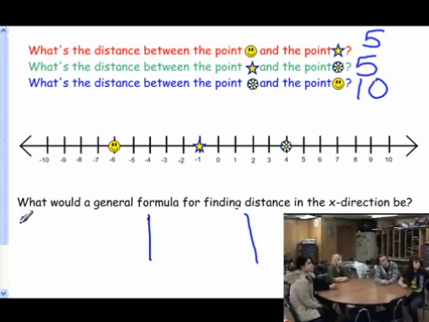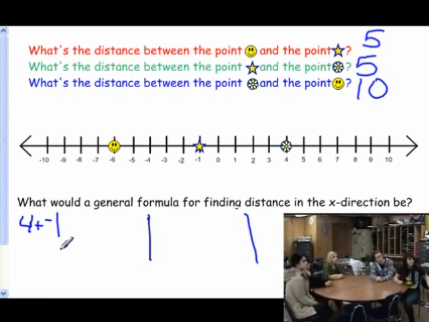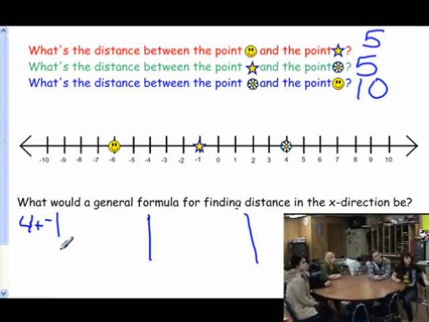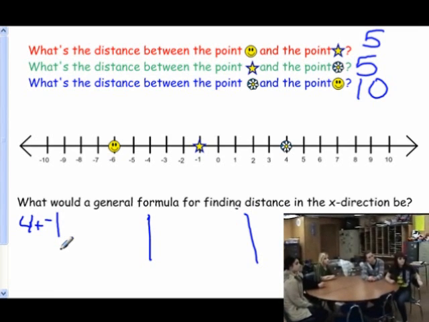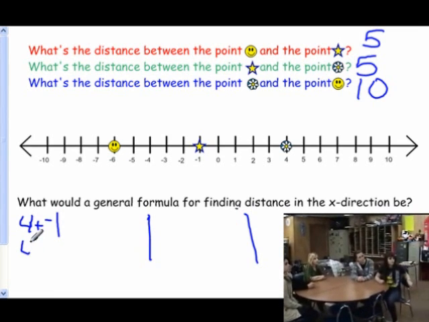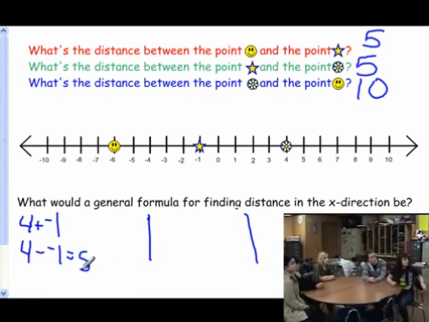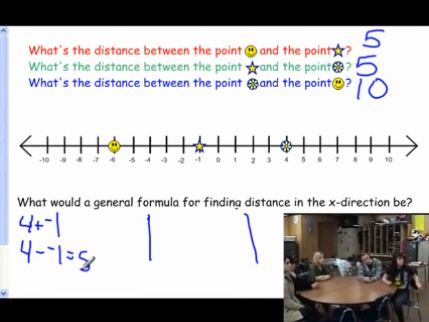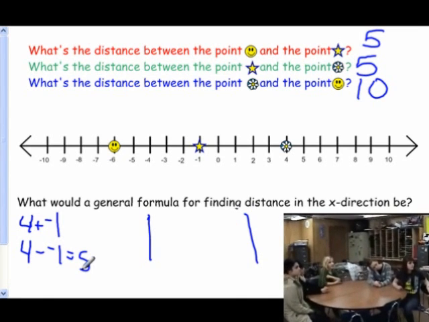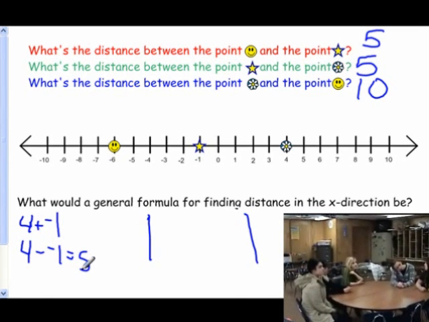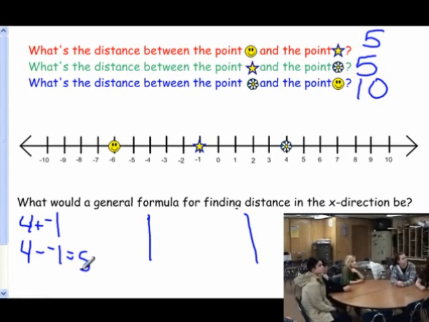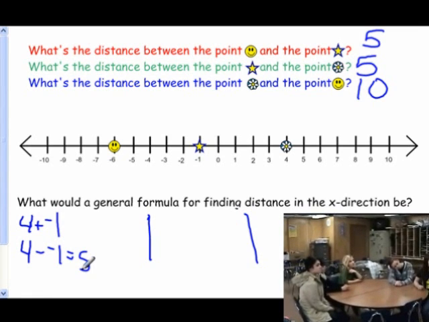How can you use any 2 of those numbers here? Let's say 4 and -1. How can you get the distance? You told me it was 5 by using this absolute value. Add them together. So 4 plus -1 is what? So you just subtract, because minus a negative number is plus 1. Okay, so you're telling me 4 minus -1 would be 5?